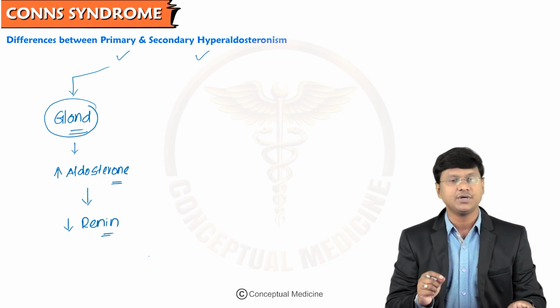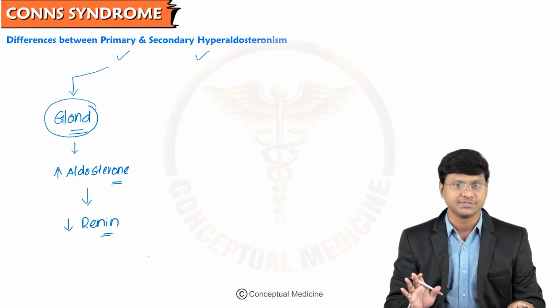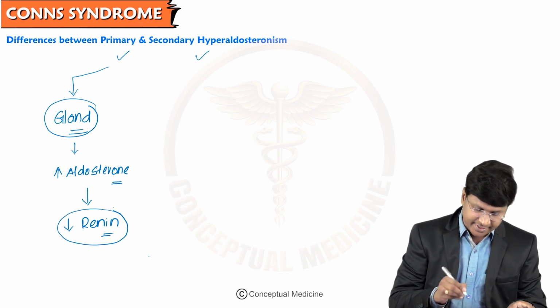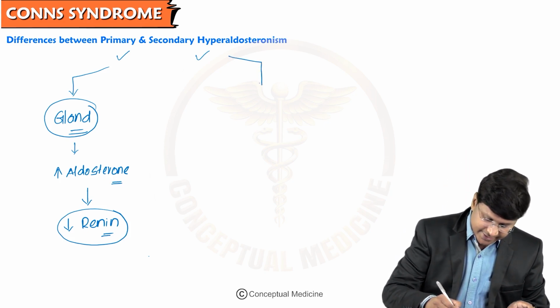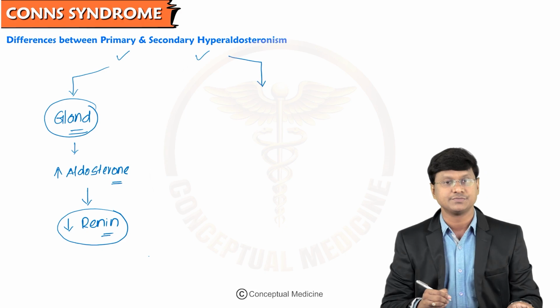So what I want to tell you now is that primary hyperaldosteronism, that is Conn syndrome, is a low renin hypertension. You will have a decreased renin in primary hyperaldosteronism. Whereas, take the case of secondary hyperaldosteronism.